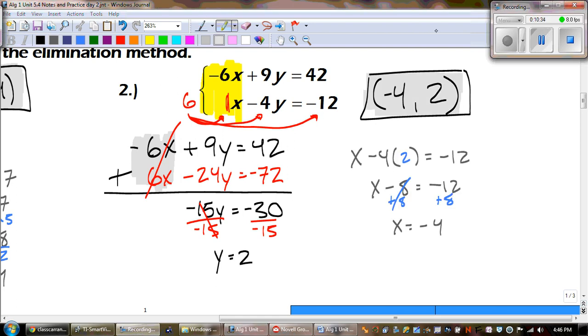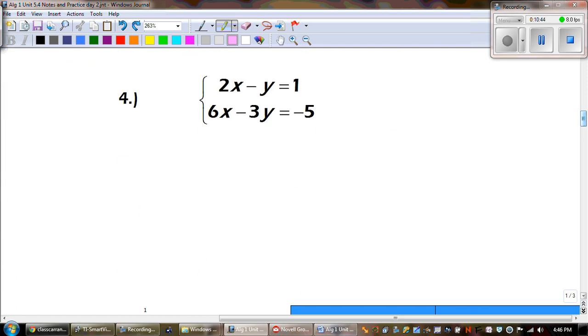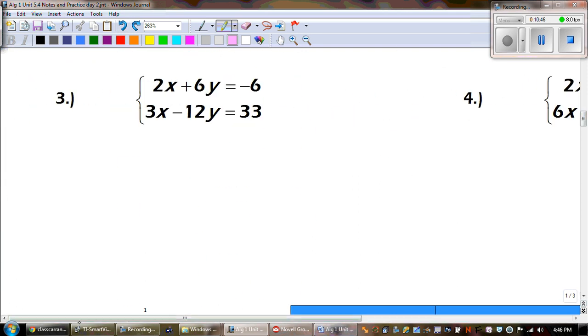Which original equation did you plug into? Yeah, I plugged in that bottom one because x was already by itself. Made it a whole lot easier. All right. Number 3. What do you want to cancel? Do you want to cancel the x's or the y's? I'd cancel the y's because they're already opposites.